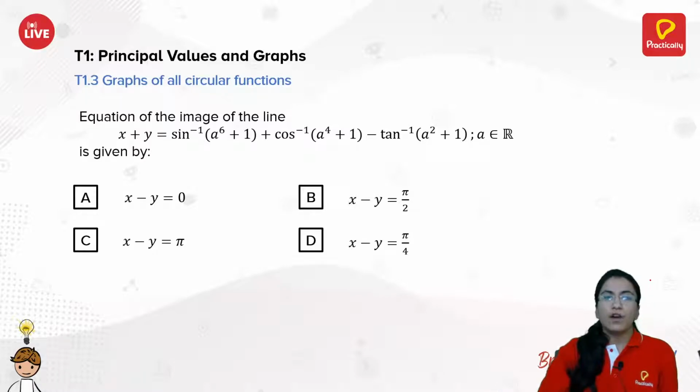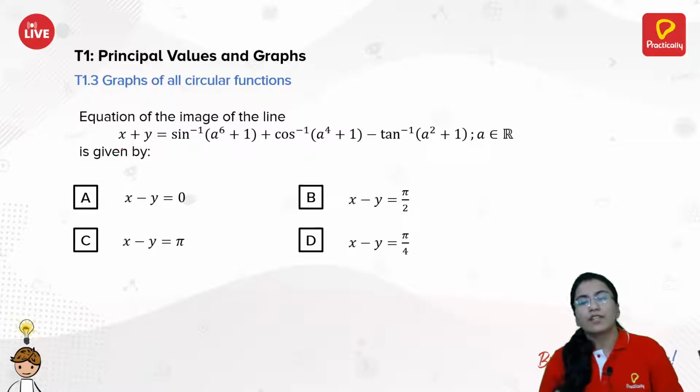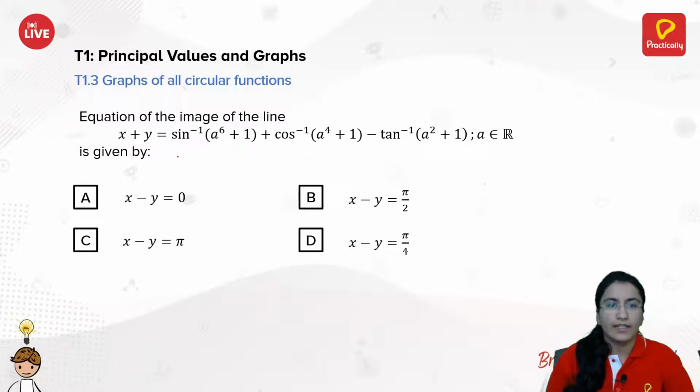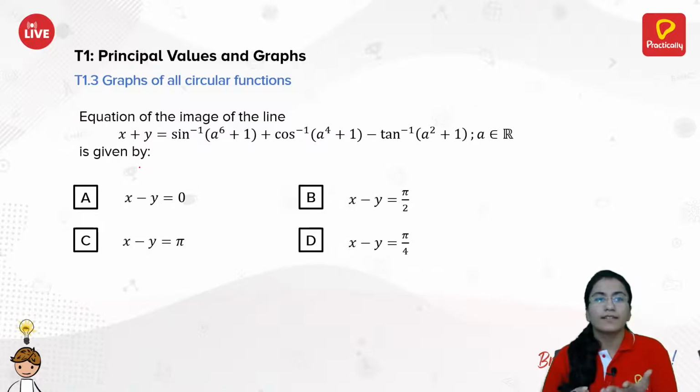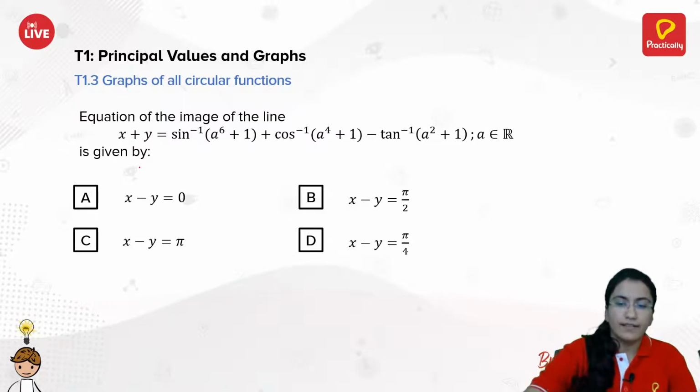Equation of the image of the line. Basically this is the given line. You need to solve this first and then check what will be its image, right? Equation of the image in the x-axis is what you need to see, so the image should be taken. For that you need to solve this equation first. So let's just solve first.